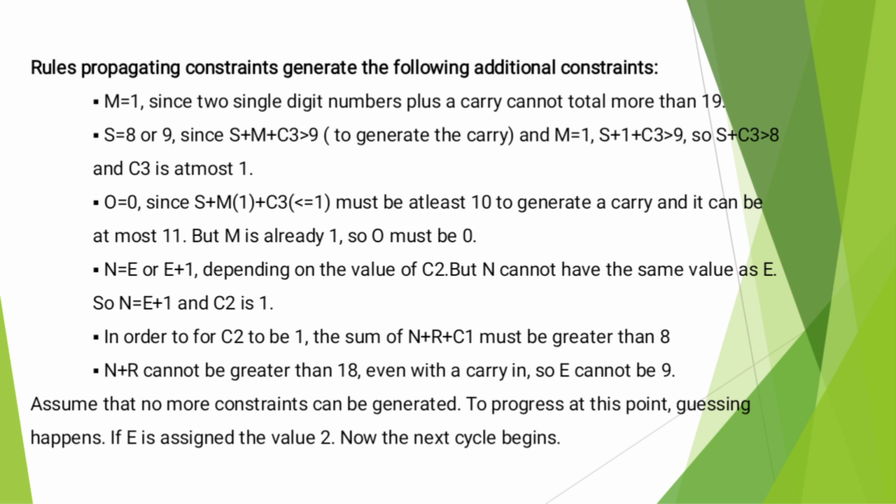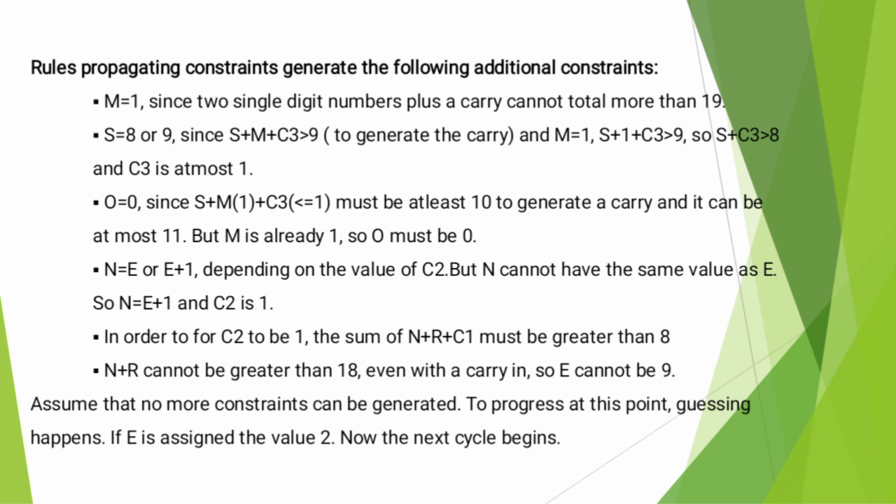Then O is equal to 0, since S plus M of 1 plus C3 must be at least 10 to generate a carry, and it can be at most 11, but M is already 1, so O must be 0. The same value cannot be repeated. N is equal to E or E plus 1 depending on the value of C2, but N cannot have the same value as E. So N is equal to E plus 1 and C2 is 1.